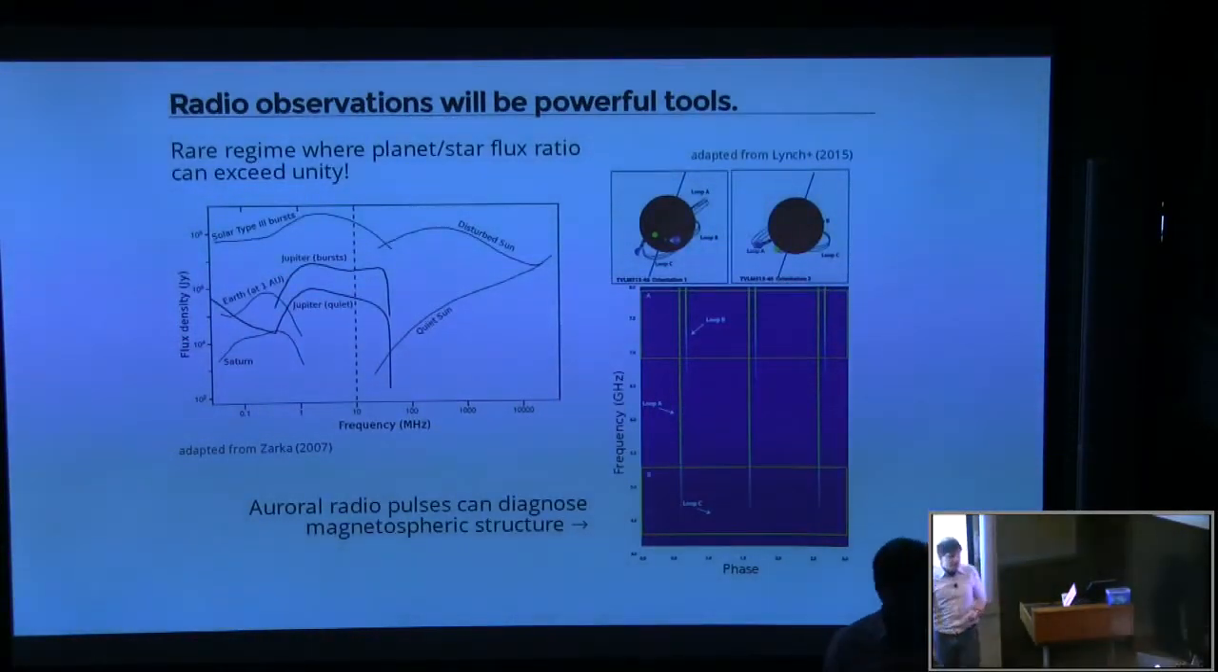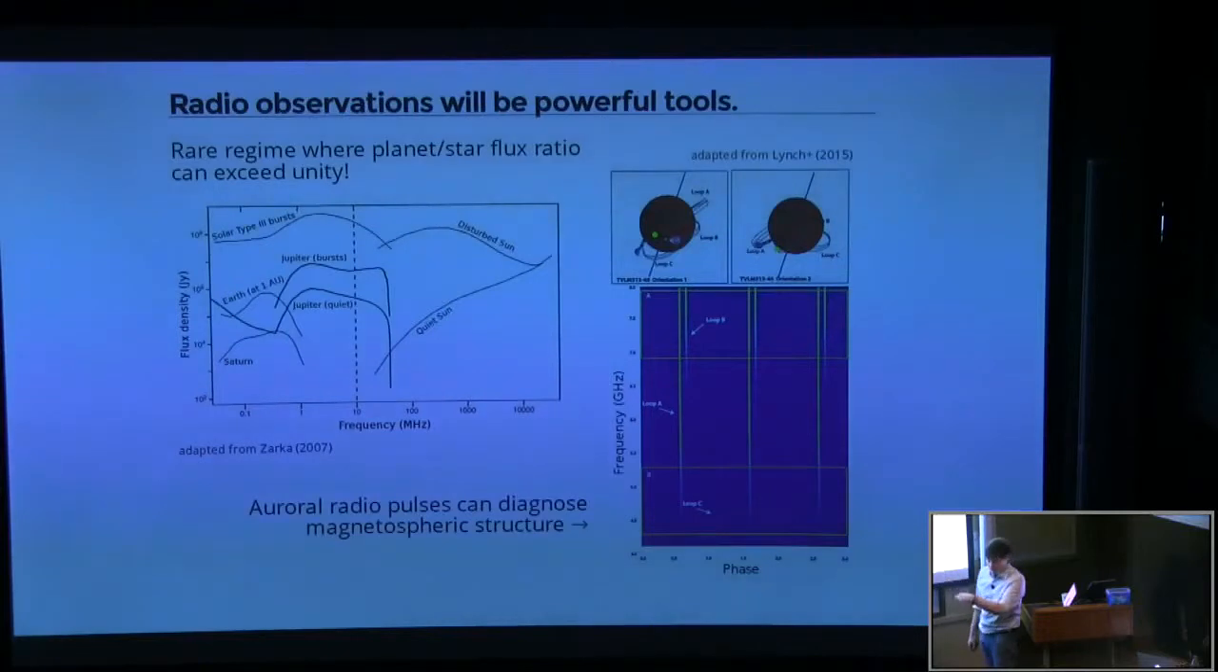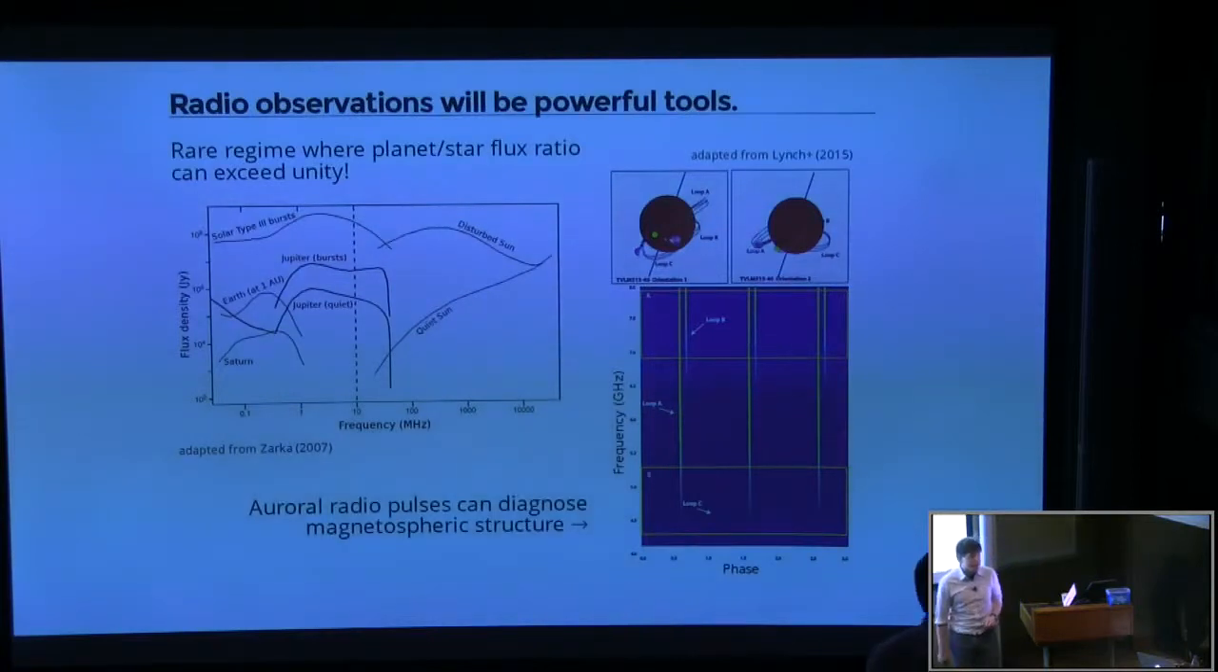Another nice thing is that this emission carries a lot of physical information. This plot here is a radio time-frequency diagram. This isn't actual data, but it's derived from data. We have the frequency going up and time progressing right to left. This auroral emission has a few characteristics that make it very useful. It's very beamed, so you end up getting a pulsar-like effect, where you have periodic radio bursts at the rotation period of the planet.